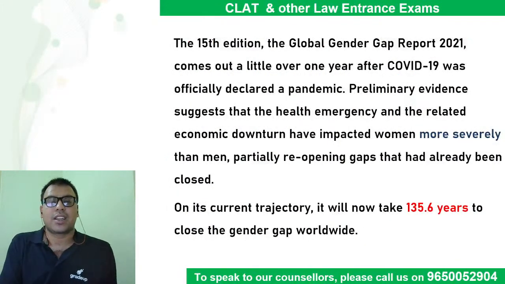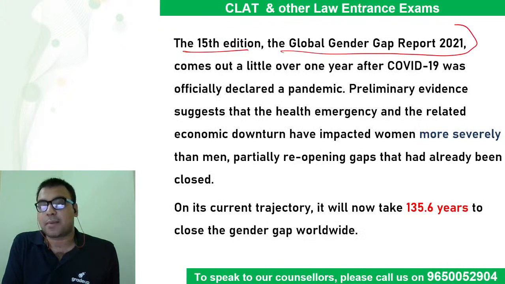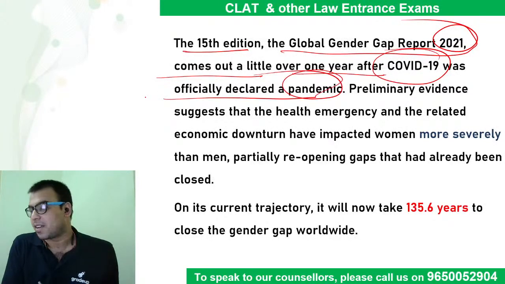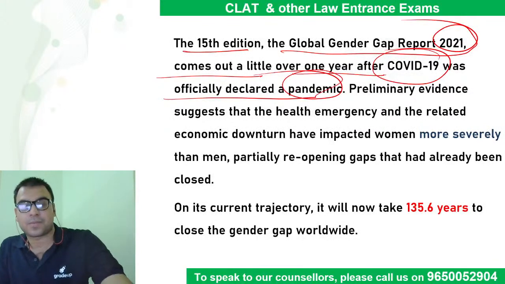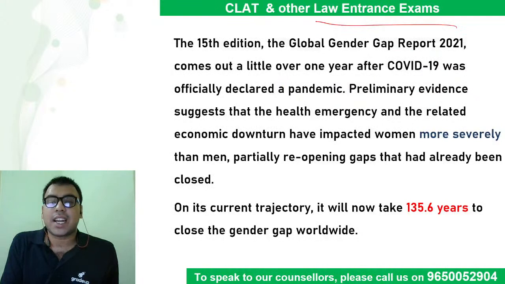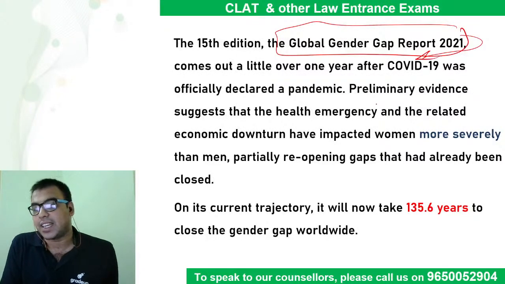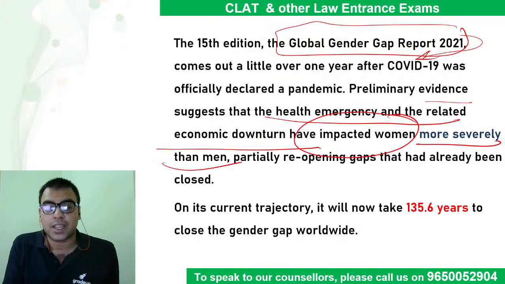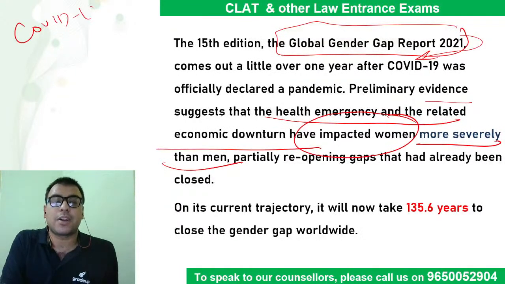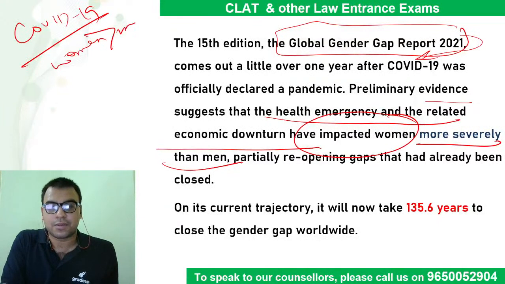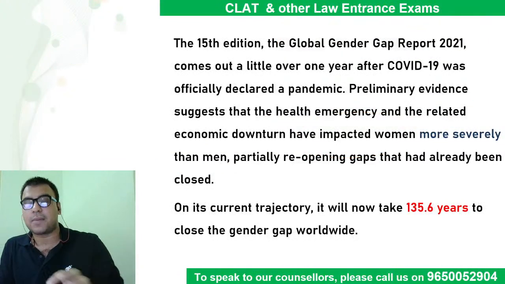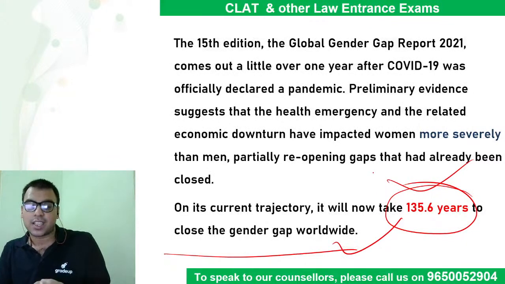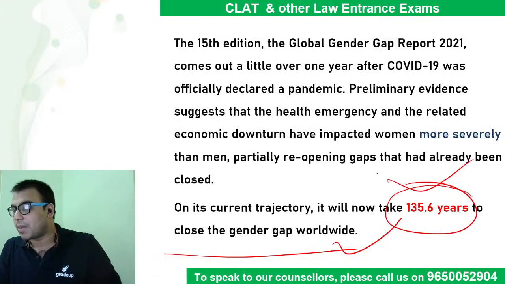Now let's move further. The 15th edition of the Global Gender Gap Report 2021 comes out a little over 1 year after COVID-19 was officially declared a pandemic. It means this Global Gender Gap Report 2021 must be affected by COVID-19. Preliminary evidence suggests that the health emergency and the related economic downturn have impacted women more severely than men. It's clear that COVID-19 has affected women more than men. I'll give you some facts. The report says, to have an idea only, that it will take 135.6 years to close the gender gap. So the way we are progressing, it will take 135 years to finally equate men and women.